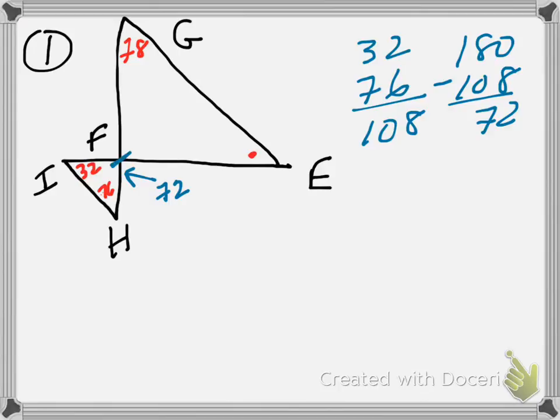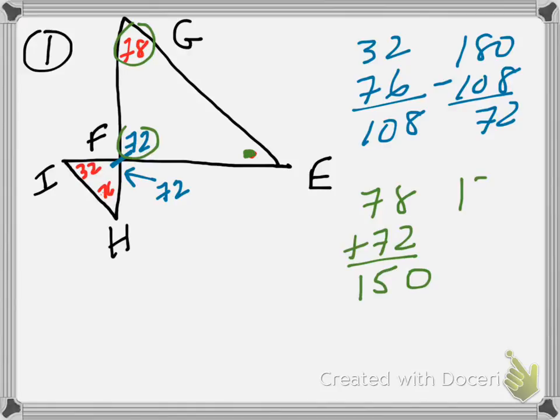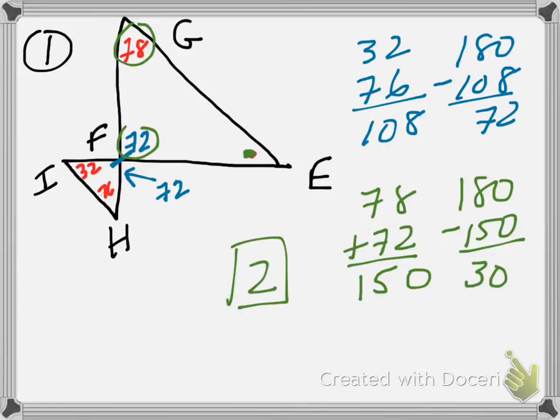Now, if you remember, these two angles over here are vertical angles, and vertical angles are equal, so therefore this angle must be 72 degrees as well. So now, if you look at the big triangle, this angle over here would just be 180 minus this angle and this angle. So you just have to add 78 plus 72, you get 150. So we do 180 minus 150, and we get 30. And that was choice 2. Okay, let's go to the next one.